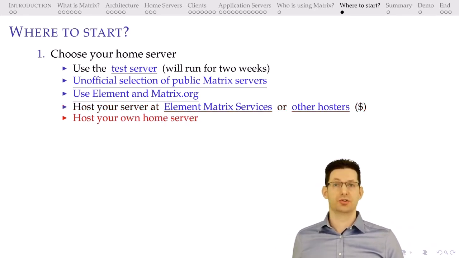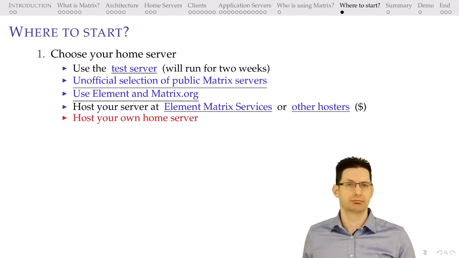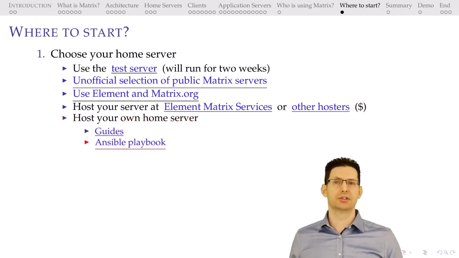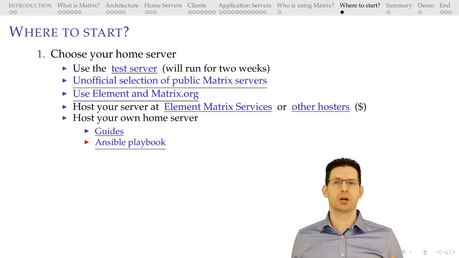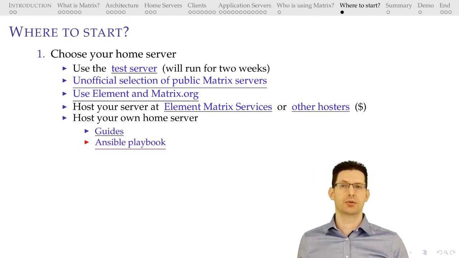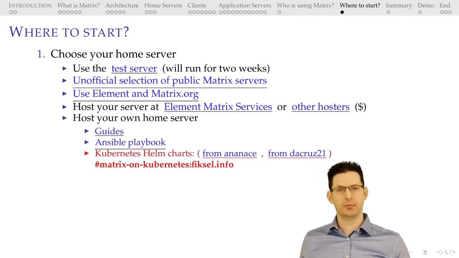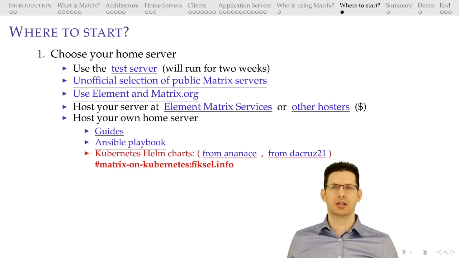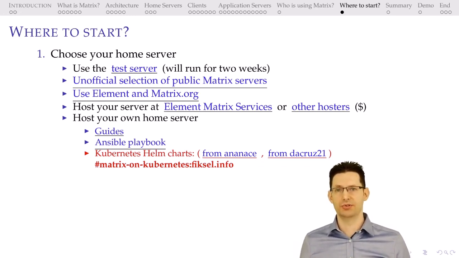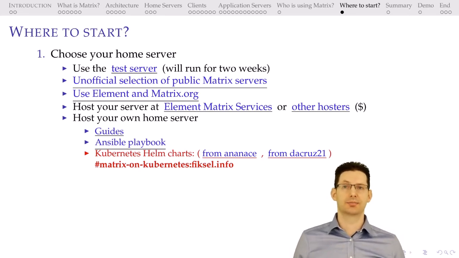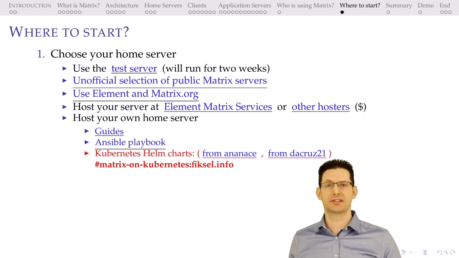Or you can do as I do, and host your server yourself. There are some guides to do that. I've used the incredible Ansible playbook, which deploys the server, the Element web UI client, some bridges, some bots. Very cool. If it's for you, take a look at it. There are also some Kubernetes charts available. We are currently working on improving them and maybe getting them to the state of the Ansible playbook, where you can deploy many things, not just a home server, but also bridges and bots. If you are experienced with Kubernetes and Helm charts, come and help us.